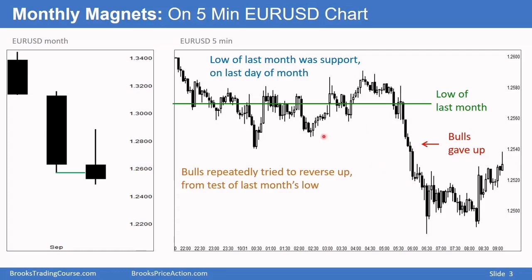Different computers are using different lows as the signal to get out of longs and to get short. All 3 are important. And you can see the market just collapsed and gave up its attempt to hold above last month's low. And this month closed below last month's low. This is the close of the month. It's below last month's low.